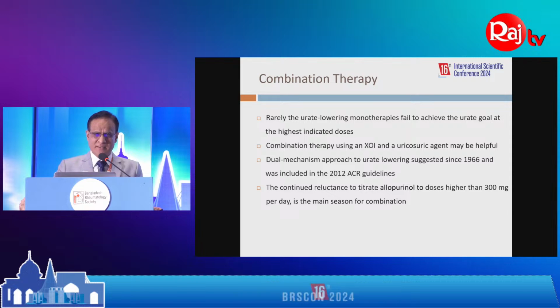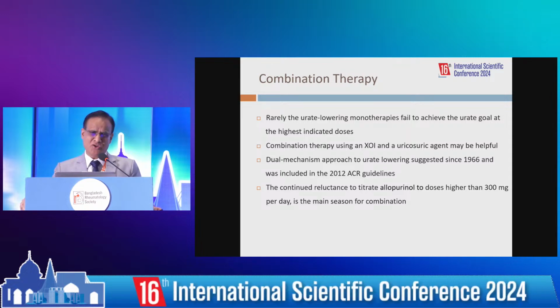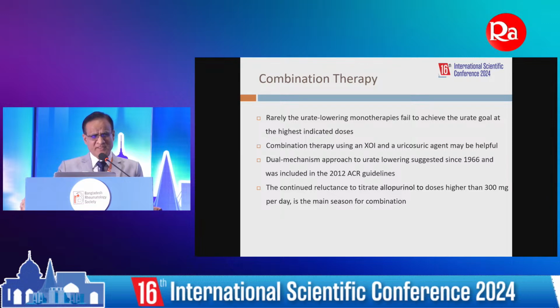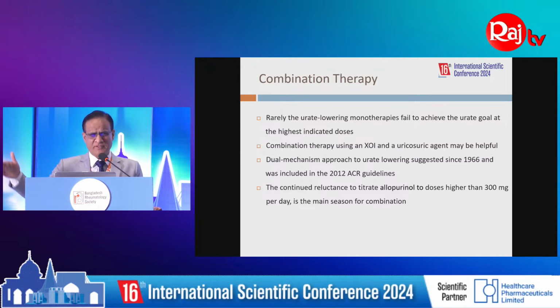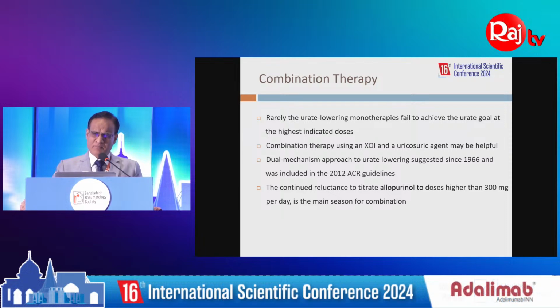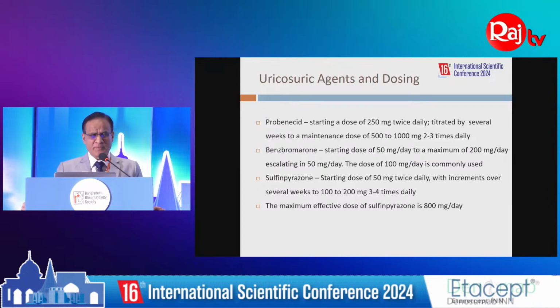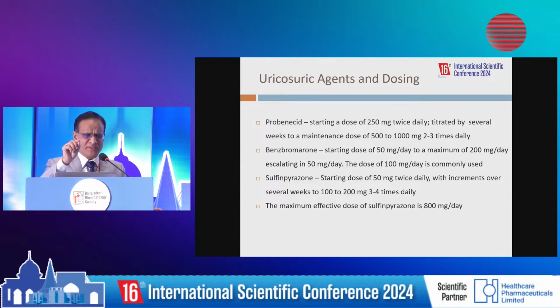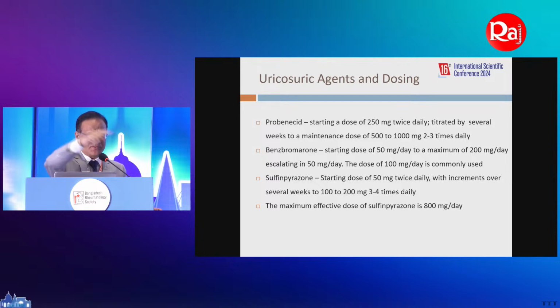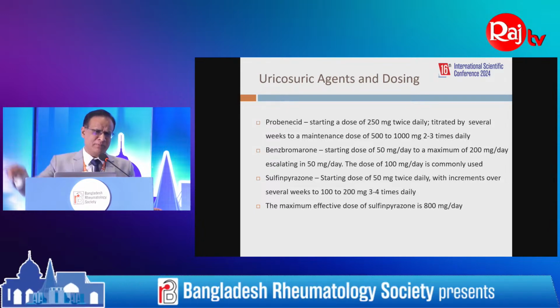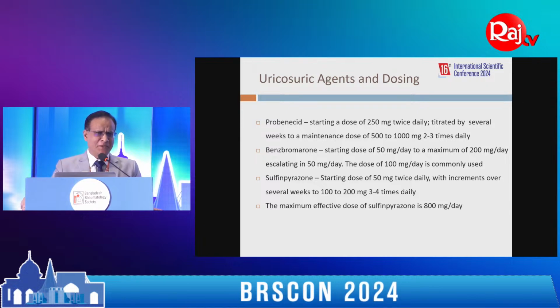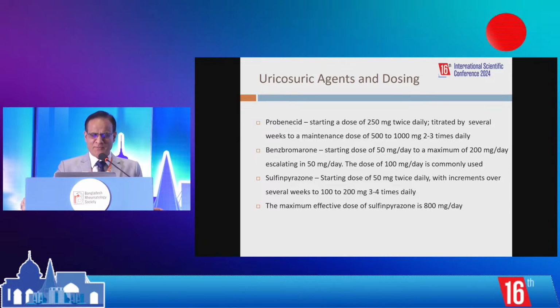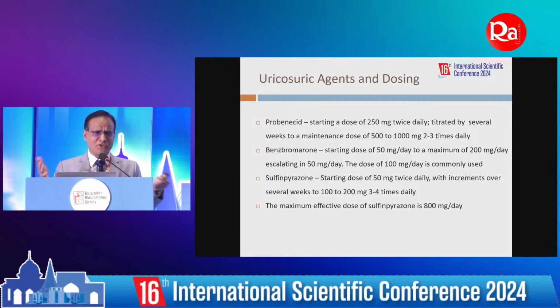Many drugs are listed but not available in our country: probenecid, benzbromarone, sulfinpyrazone. Benzbromarone is not available. Probenecid in some markets, if you want to purchase it, you have to search at least 10 pharmacies. So it is not available. I don't know, pharmaceutical companies are not producing this drug.